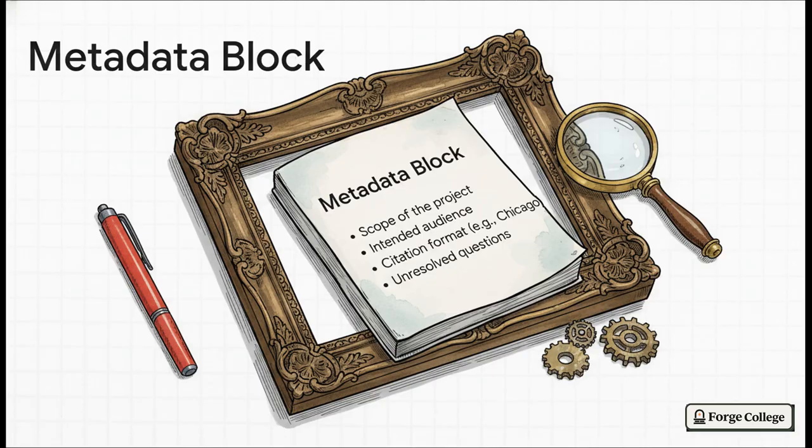And when you do export, there is one absolutely critical component you must attach, a 150 to 300 word metadata block. Think of this block as the user manual for the instructor reviewing your draft. It explicitly states the scope of your project, the intended audience, your chosen citation format, and any unresolved questions or editorial choices you made along the way. It perfectly frames your entire project for the reviewer before they even read your very first claim.